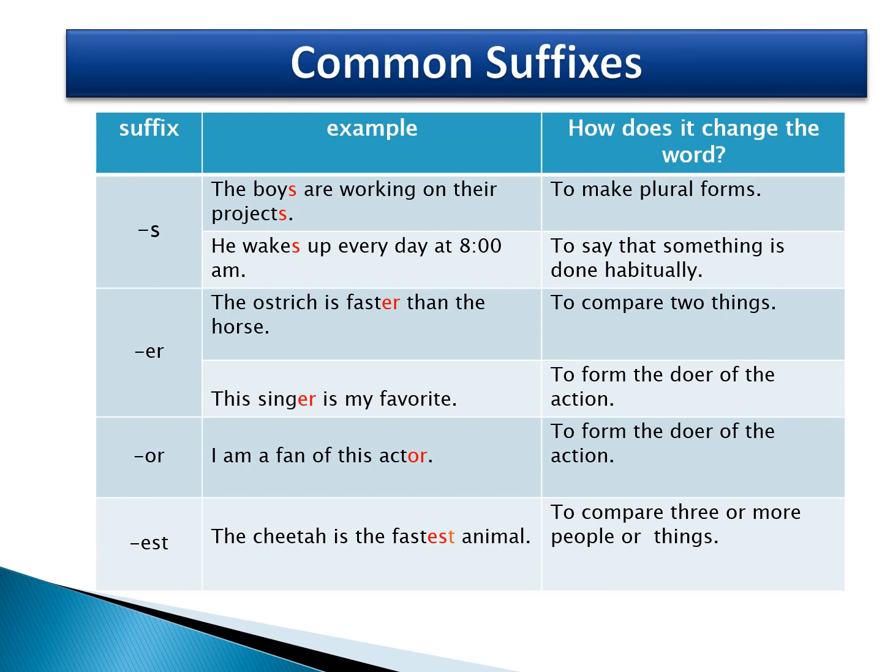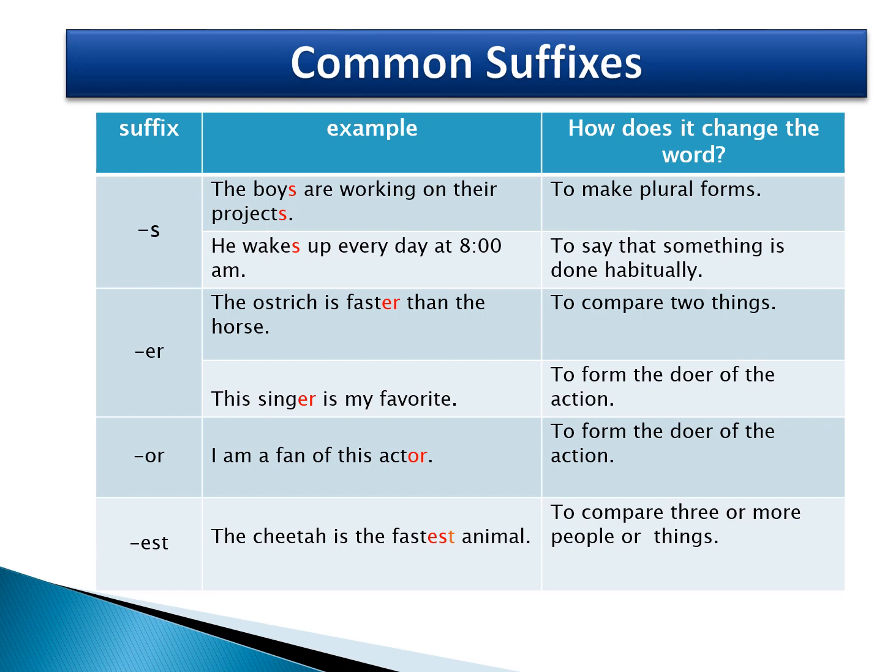The suffix er. Er can be used with adjectives, as we knew before, to compare two things. The ostrich is faster than the horse. However, it can also be used to form the doer of an action, like in singer, teacher. This singer is my favorite.